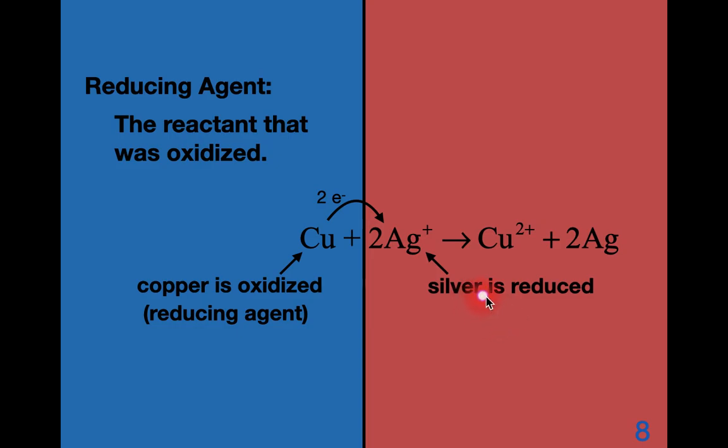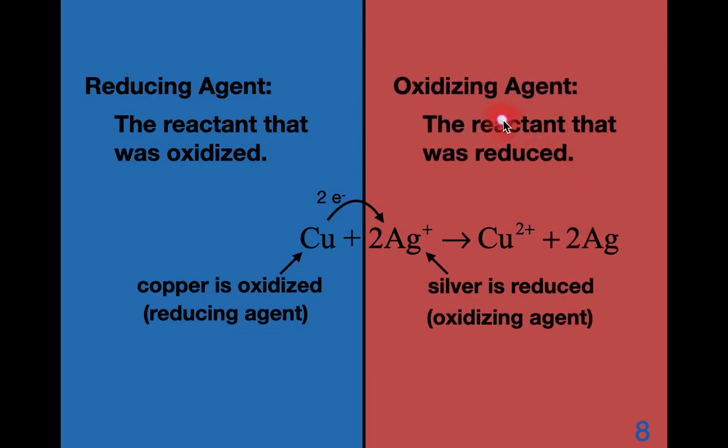Conversely, silver was reduced, so it caused the copper to be oxidized. So it is referred to as the oxidizing agent. The oxidizing agent is the reactant that was reduced.